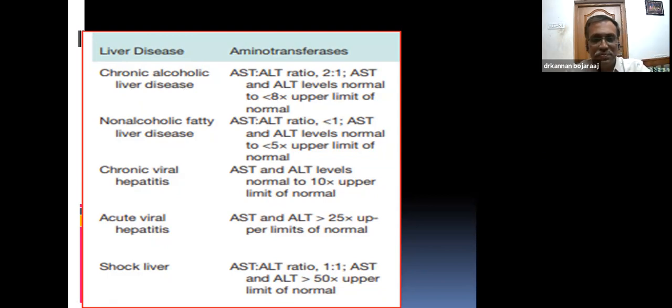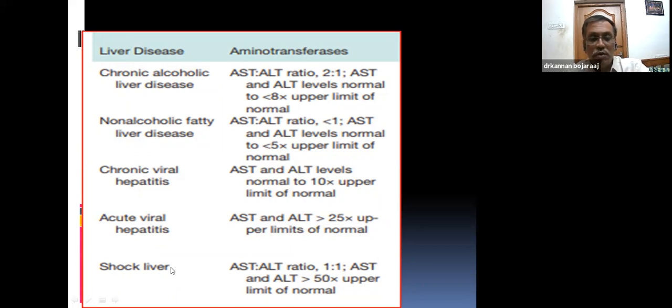You can take the ratio, and if the ratio is less than 1, that is due to NASH, non-alcoholic fatty liver disease. The increase is at least 5 times the upper limit of normal. In chronic viral hepatitis, AST and ALT levels are 10 times the upper limit of normal. And in acute problems, when the release is very high, the transaminase levels are more than 28 times the upper limit of normal.